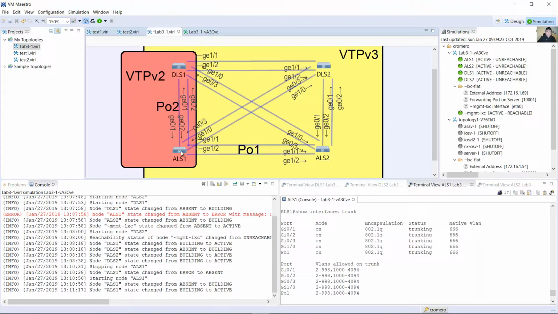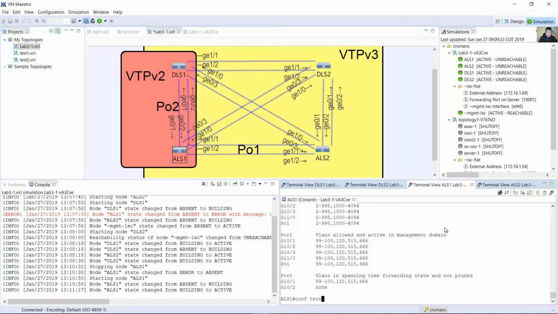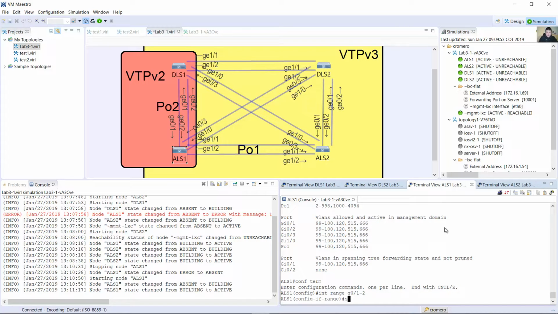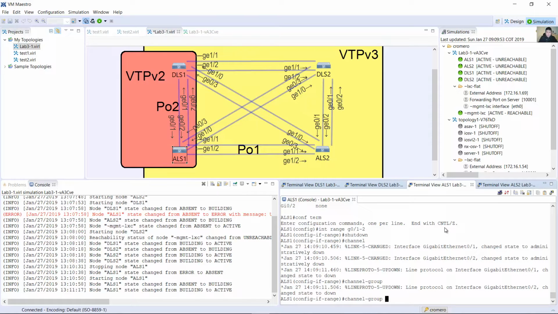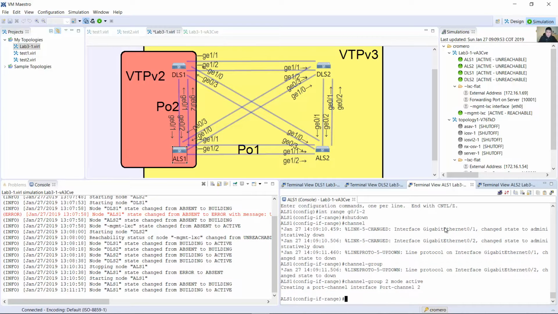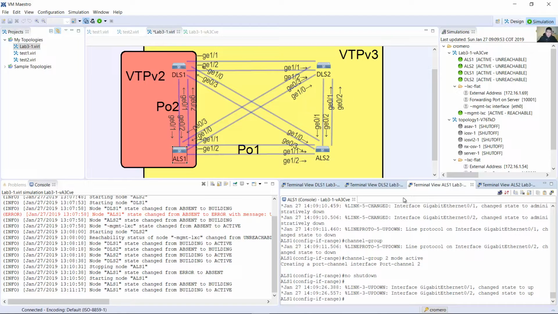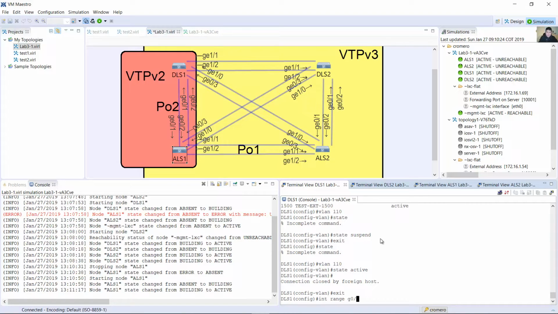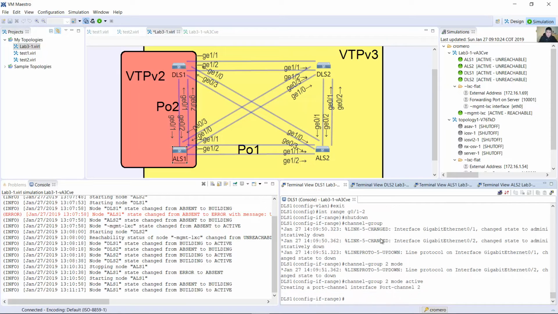Okay, first of all, on ALS1: configure terminal, interface range gigabit 0/1 and 0/2, shutdown, channel-group 2 mode active, and now no shutdown. Okay, DLS1: exit, interface range gigabit 0/1 and 0/2, shutdown, channel-group 2 mode active, now no shutdown.